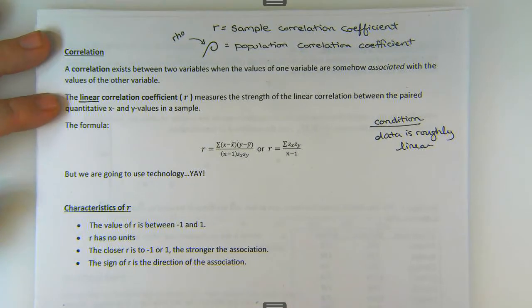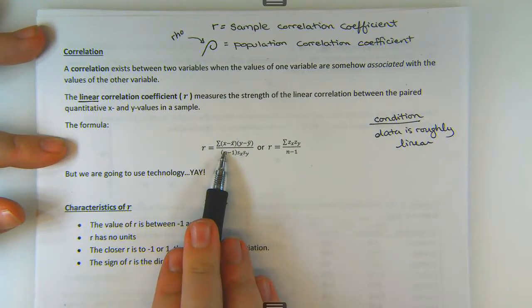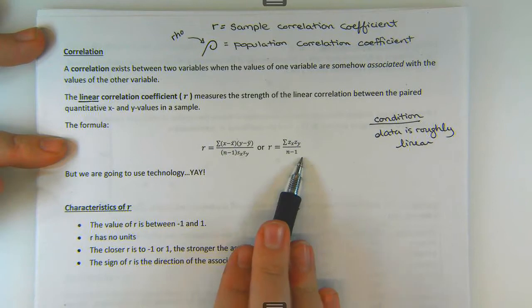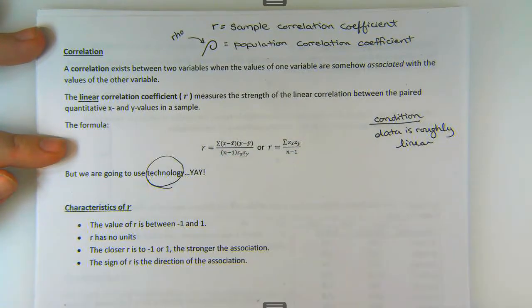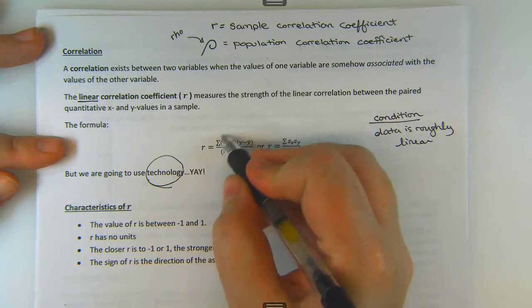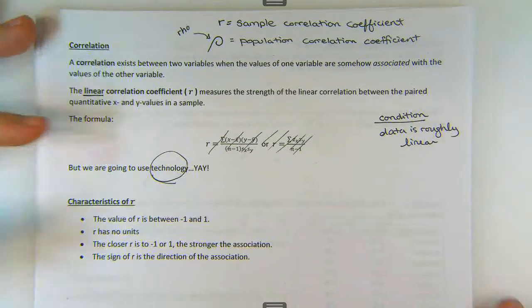So this number R, there is a formula for it. There's two ways you could look at this formula. But essentially, these are the formulas, but we're going to use technology to do it. So in the next video, I'll go through using technology to make our scatter plot and finding this value for R. But these formulas, we're not going to worry about actually calculating with them.